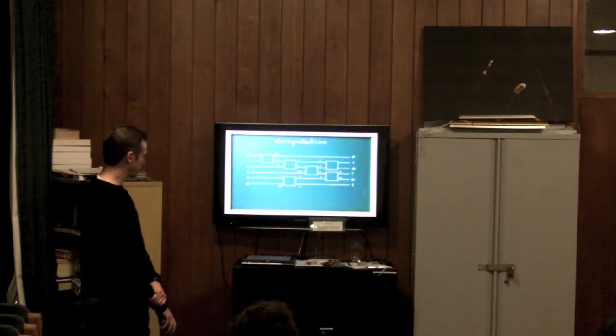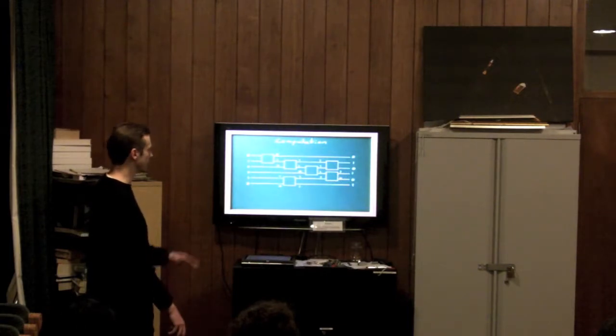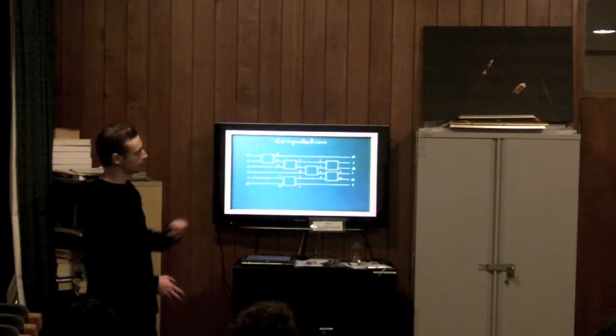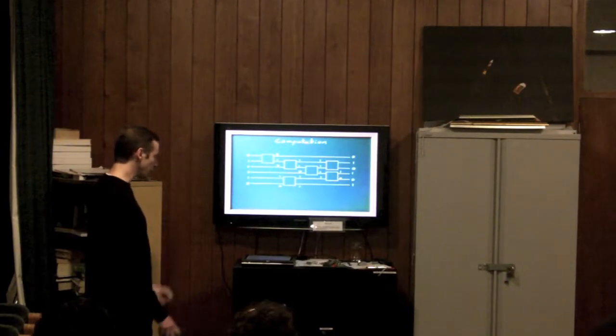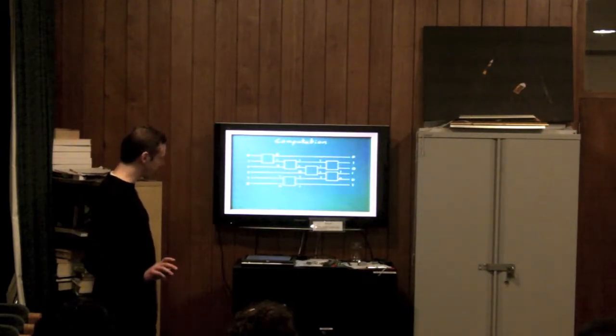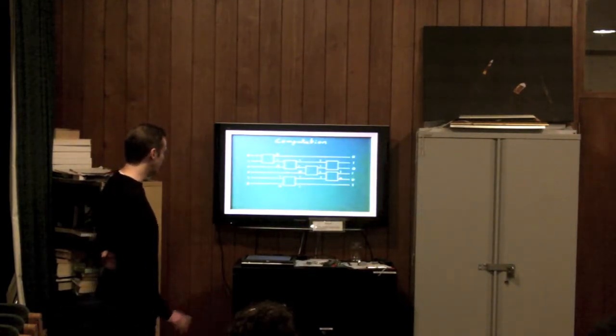But for this talk, computation is something that does this. It takes a sequence of bits and it manipulates them to get some output. That's enough. If you understand computation on that level, that's plenty for this.